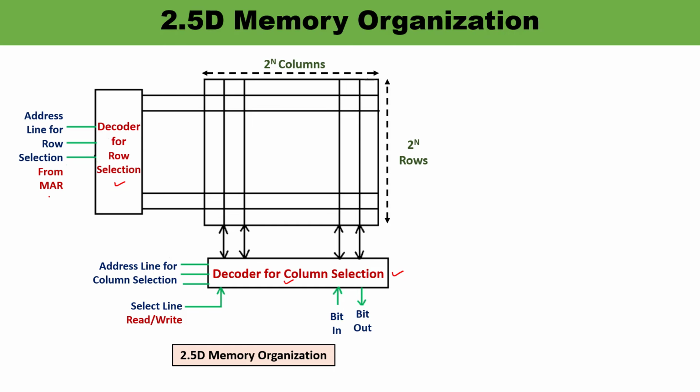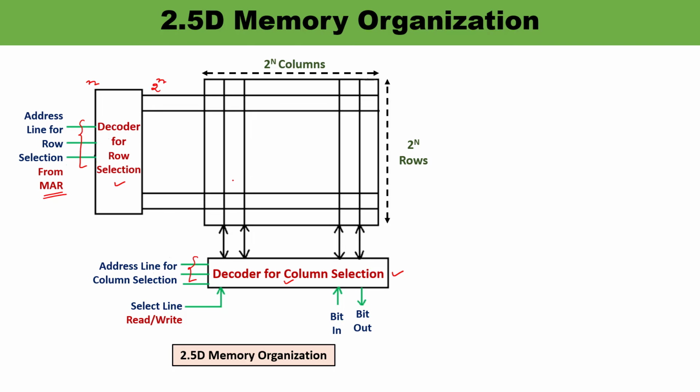And the address from the memory address register will go into the decoder input. Again, a decoder is a combinational circuit. If there are n input lines, the number of output lines will be 2 raised to the power n. Here in this diagram, there are 3 input lines in this decoder and 3 in the other, 3 for rows, 3 for columns. So accordingly, there will be 8 row lines and 8 column lines, right?